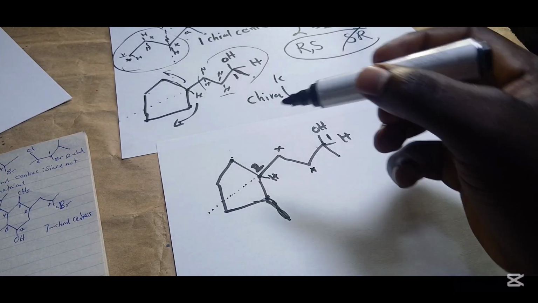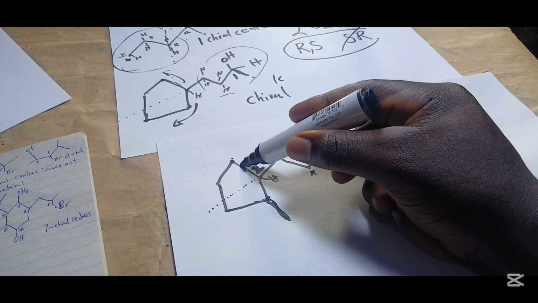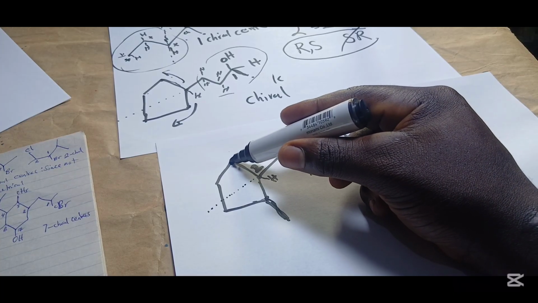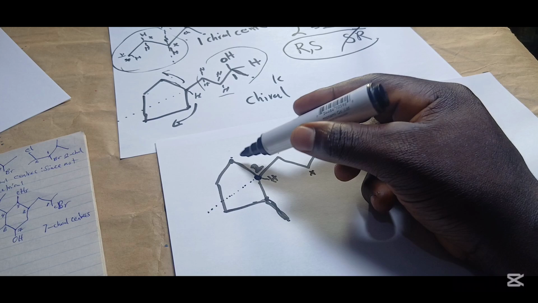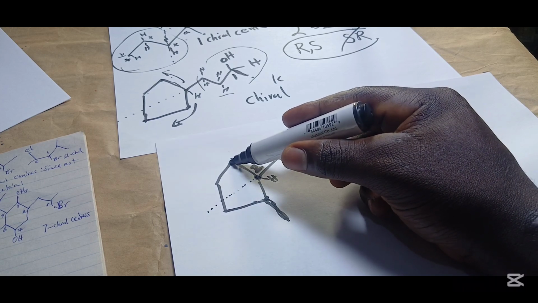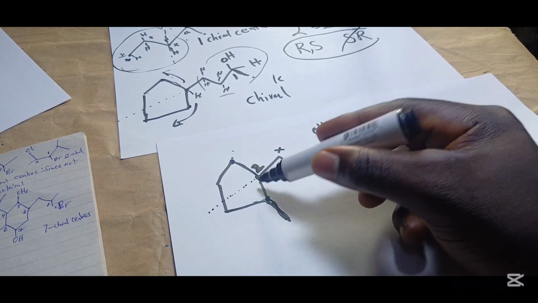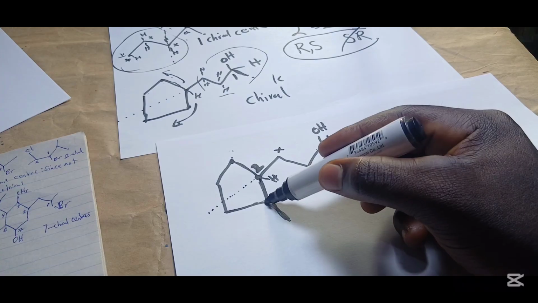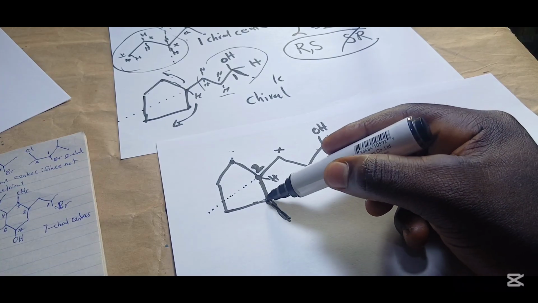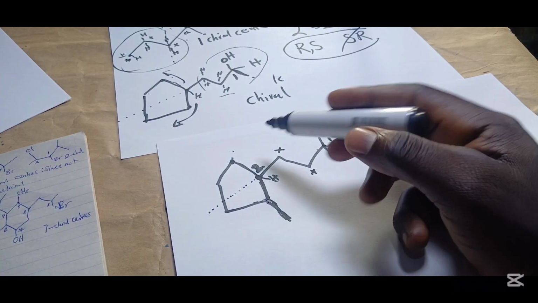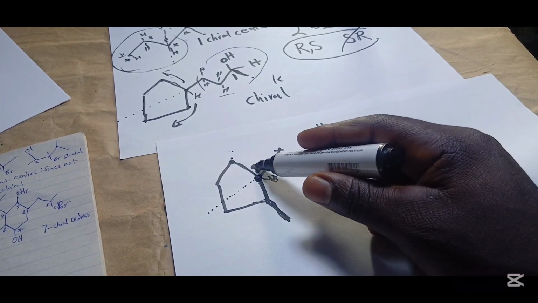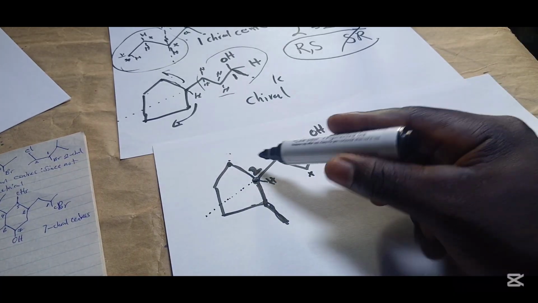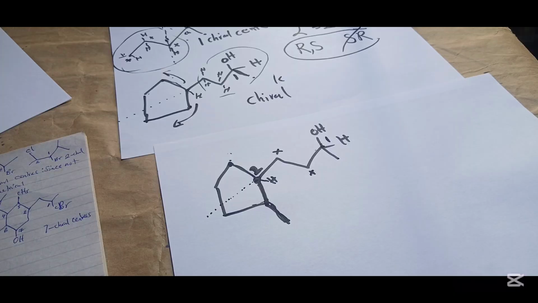Another thing to know is we are looking at the carbon atom next to the carbon atom that is in consideration. We have this carbon here. It has no substituent, but we have this carbon here, which has a substituent. So definitely it is different from that carbon. So this carbon atom here is chiral because it has 4 different groups attached to it.